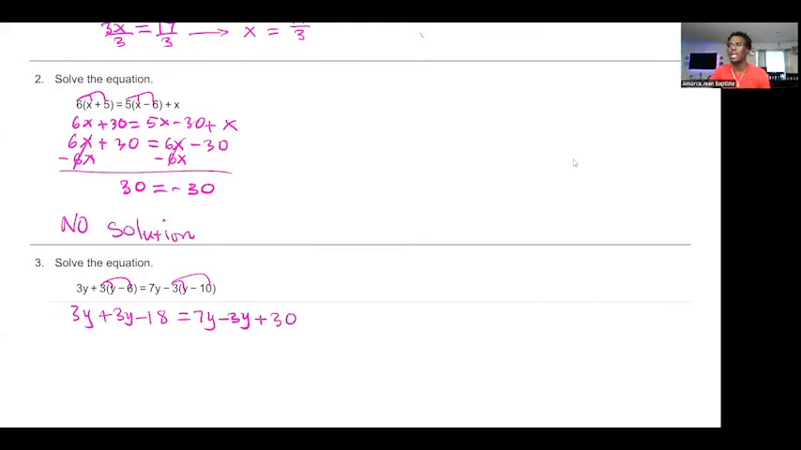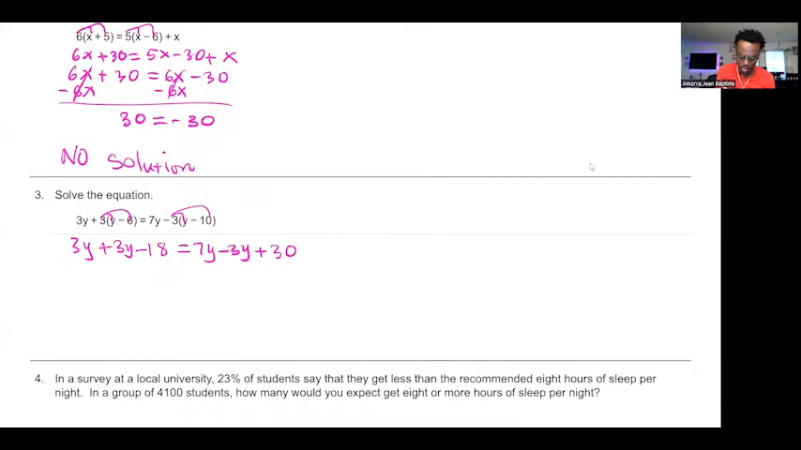So -3 times -10 is positive 30. And then now we can combine like terms. When we combine like terms, we're going to have 3y plus 3y, that's 6y minus 18, and equals 7y minus 3y should be 4y plus 30. Now we're going to move all the terms on one side. We're going to do as we did earlier. We will subtract 4y on both sides, and I will at the same time add 18 on both sides.